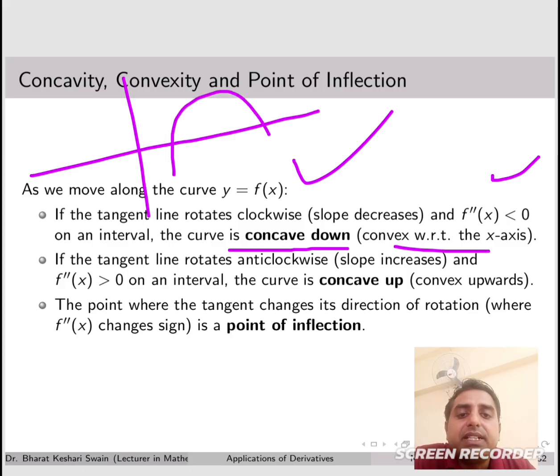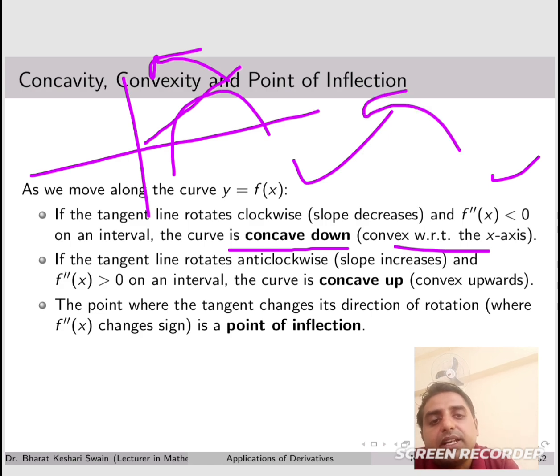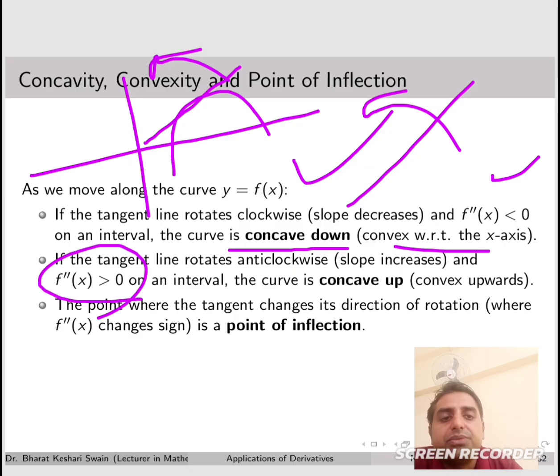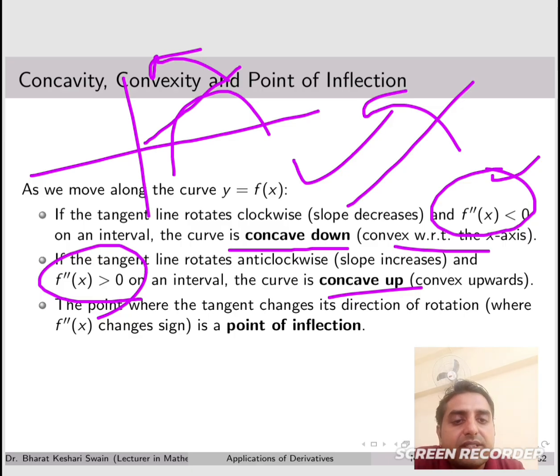Again, if the tangent line rotates anticlockwise, that means the slope increases. The tangent line will rotate anticlockwise like this. That means your slope increases, so f double dash x is greater than 0. Here f double dash x is less than 0. So when f double dash x is greater than 0 on an interval, the curve is concave up, convex upwards.